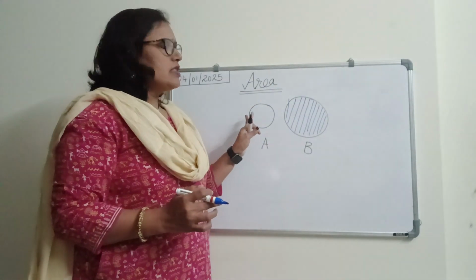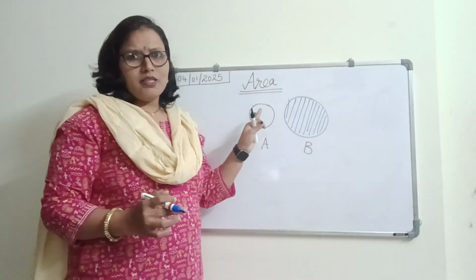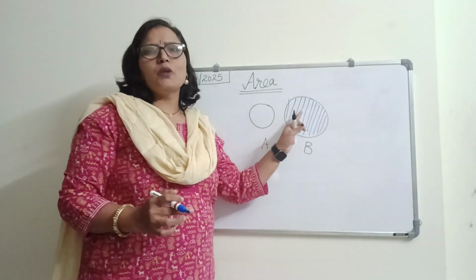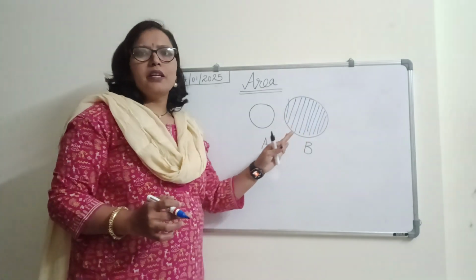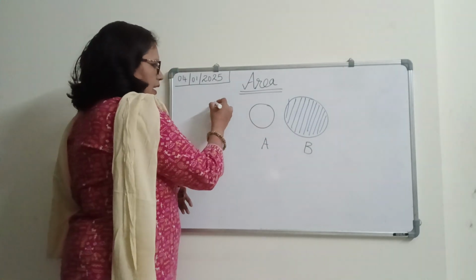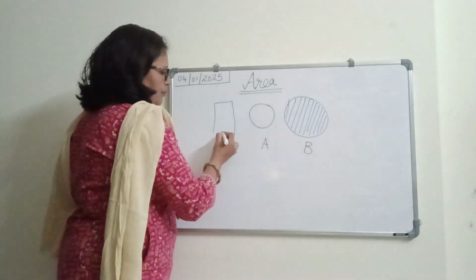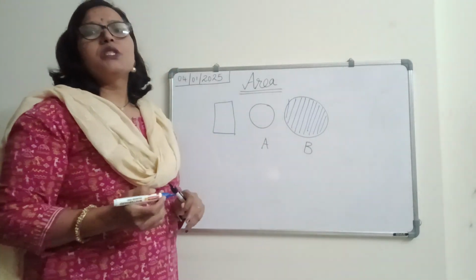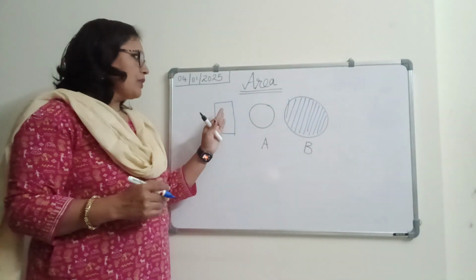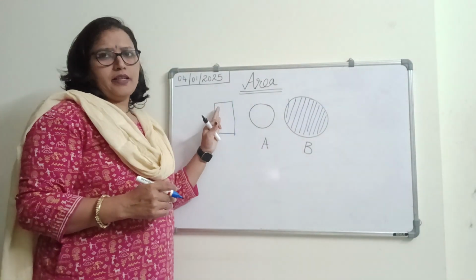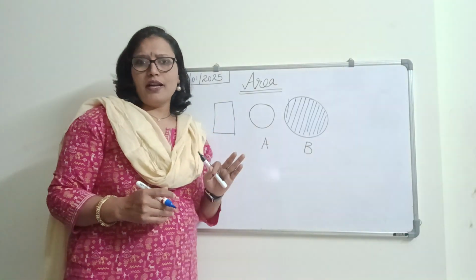This is a similar type of example we have taken, suppose a circle and a square. So it is easy to find out which has the bigger area. Suppose we take a circle and a rectangle, how do we know which is bigger or which is covering more area? Is it the circle or the rectangle? It is very difficult to find here.